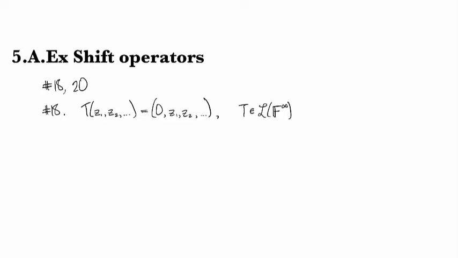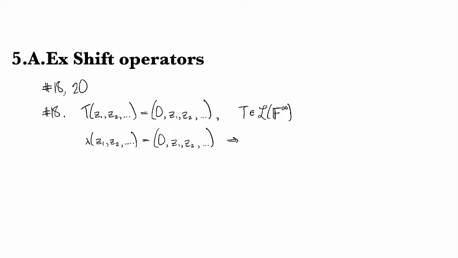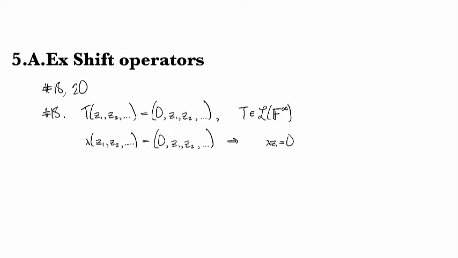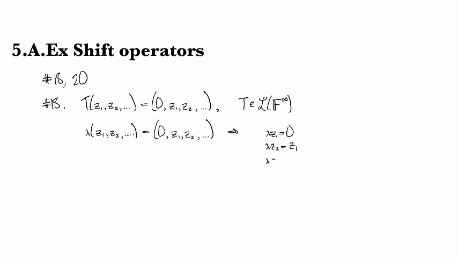Okay, so what happens here? If we're going to find the eigenvalues and the eigenvectors, then we have an eigenvalue if we get something that looks like lambda (z1, z2, etc.) equals T of (z1, z2, etc.), which is this one. And this sets up a bunch of equations for us. By looking at the first coordinates, we have lambda z1 equals 0. From the second coordinates, lambda z2 equals z1. And from the next one, lambda z3 equals z2, and so forth.